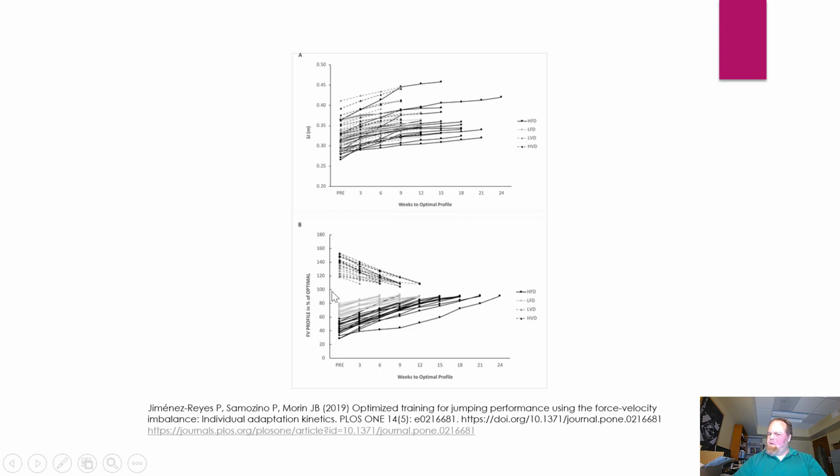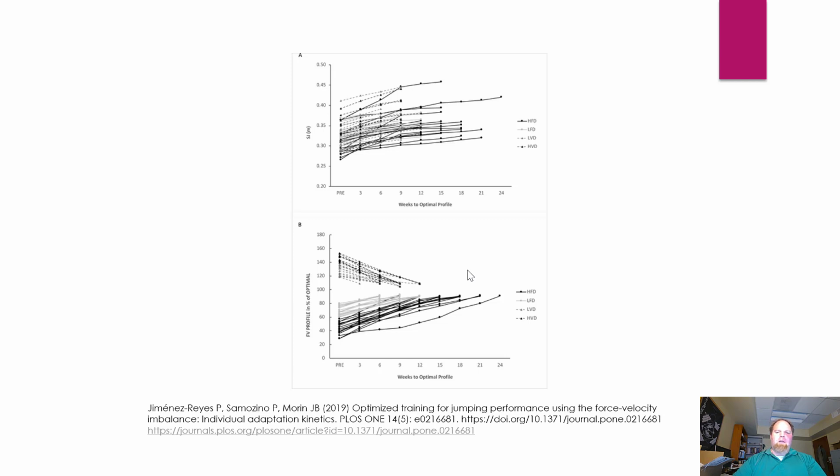Now, this one looks a little funny, right? This top one's all slanting down, the bottom one's all slanting up. What's going on here? Well, 100 is considered optimal, right? The optimal percentage for the force-velocity profile, the optimal slope. So what we're seeing is that the people who were more velocity dominant balanced out their force, and the people that were more force dominant balanced out their velocity. Everybody reached the same improvement. It just took longer for some than others.